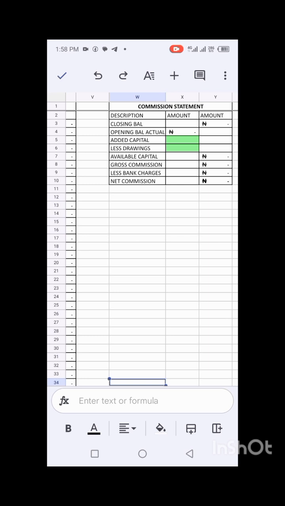The last section here will capture commission statements. In this particular statement, you use it to track the commission you've earned for that day, less bank charge. Your net commission is what you track. To get this right, you need to make 2 entries.